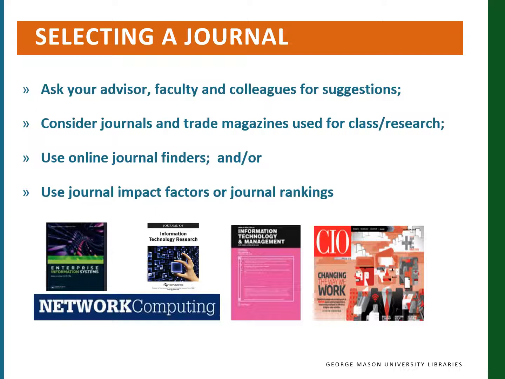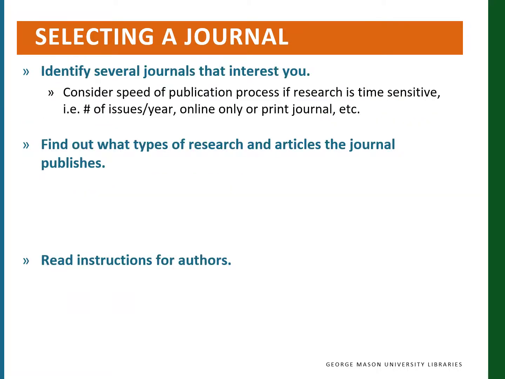And fourth, use journal impact factors or journal rankings to determine which journals are considered the most important, and this is based on past usage of the journal. Whatever journal selection method you start with, you should do the following. Identify at least 3 good journals for your topic. Even though you can only submit to one journal at a time, you should have more than one journal in mind so that if the first one doesn't work out, you already know where you will submit your paper next.